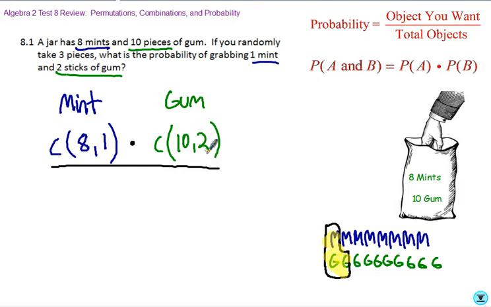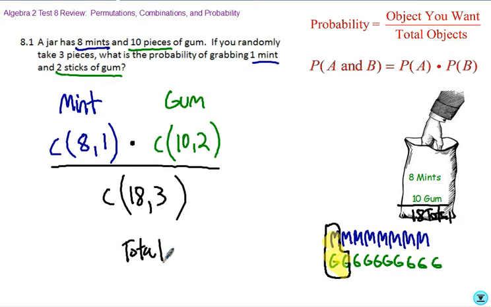Now the total: what I'm trying to do is, out of a total of how many things are in the bag. Well, there's a total of 18 things in the bag here. So from a total of 18 items, I want 1, 2, 3. So this represents the total, because a probability is always what you want out of the total that's there.